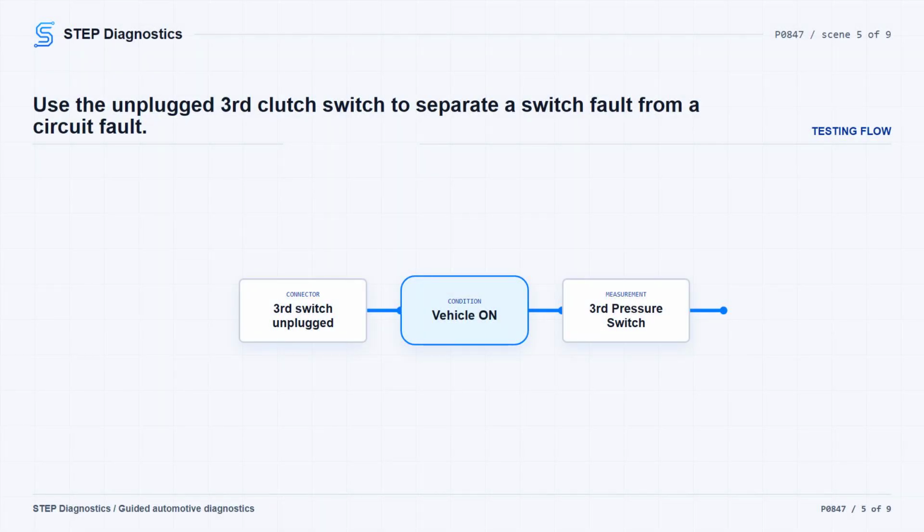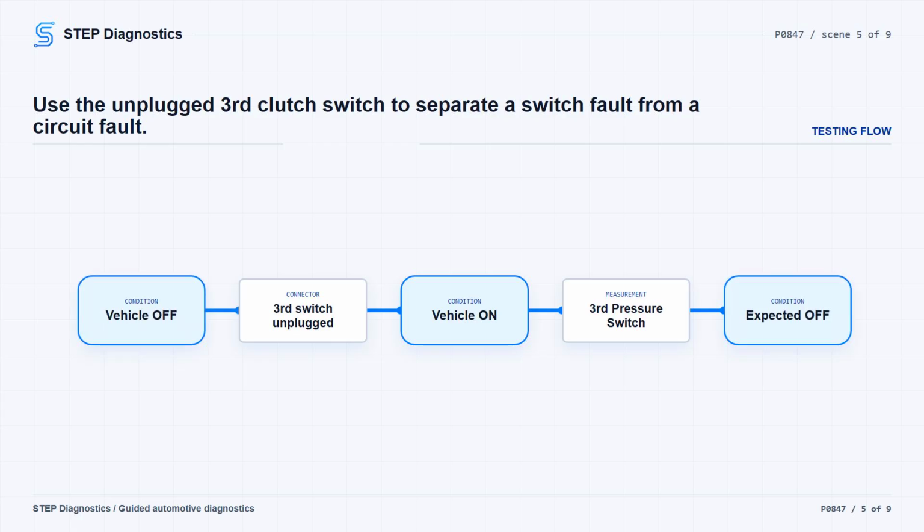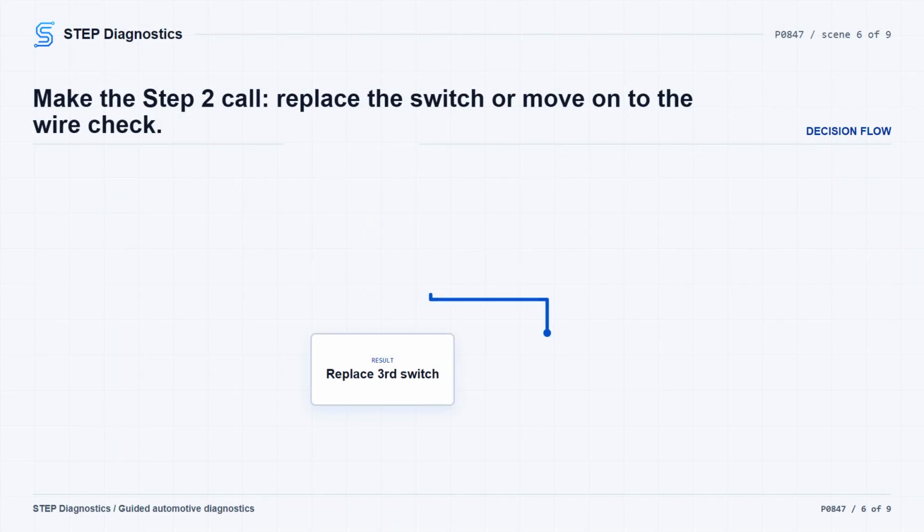If the fault is duplicated, turn the vehicle OFF. Disconnect the transmission fluid pressure switch B, the third clutch switch connector, then turn the vehicle back on. Now check the third pressure switch parameter again with the HDS. For this check, the expected threshold is OFF.